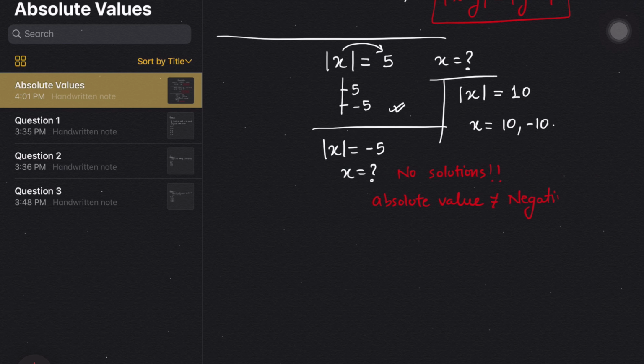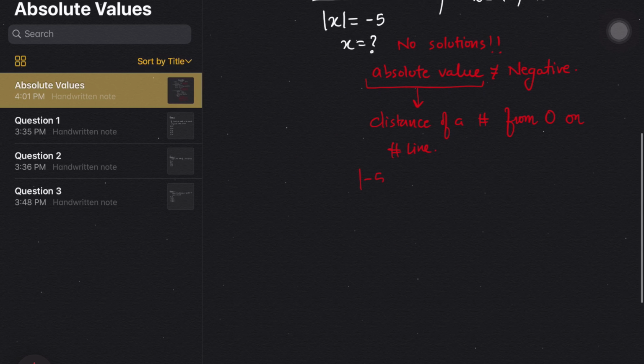That's the whole point. Now you must be thinking, what does absolute value really mean? So absolute value means the distance of a number from 0 on the number line. So when I asked what will be the absolute value of -5, I asked you what should be the distance of -5 from 0. So you have to go 5 units away, so the result was 5.